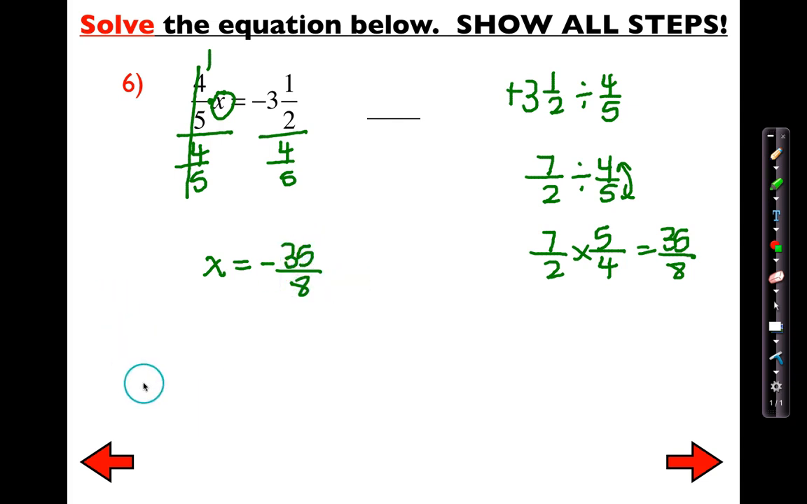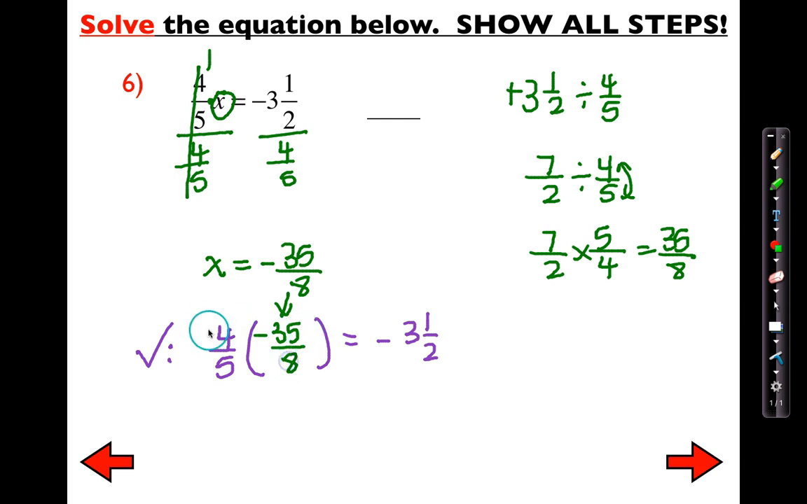As always, before I can claim that this is my final answer, let's check our work. We have 4/5 times a value for x equals negative 3 and 1/2. So in this blank, I'm going to go ahead and put in my value of negative 35/8. This is going to be negative. I am going to go ahead and cross cancel right here because I can by 5. It's going to create a 7, and then between these two numbers we can reduce by 4. So that is going to leave me with negative 7/2 equals negative 3 and 1/2.